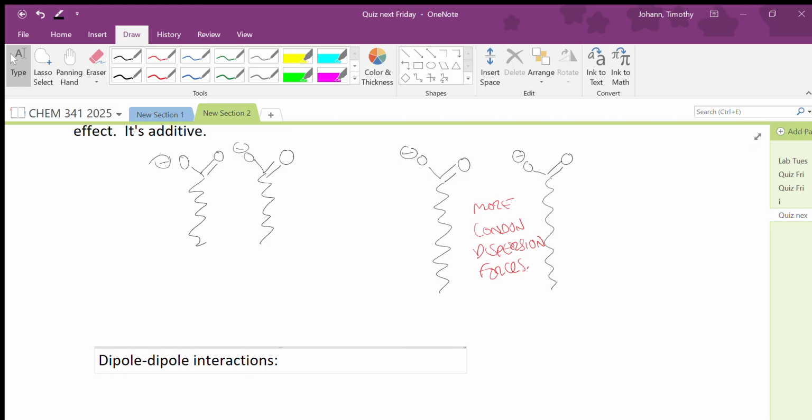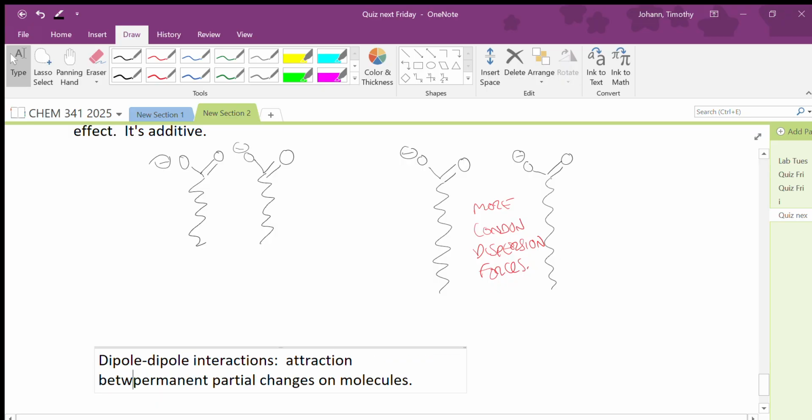Okay, so we're going to talk about permanent partial charges on molecules. Okay, and I'm going to actually insert here, you can put a little caret in your notes, attraction between permanent partial charges on molecules.